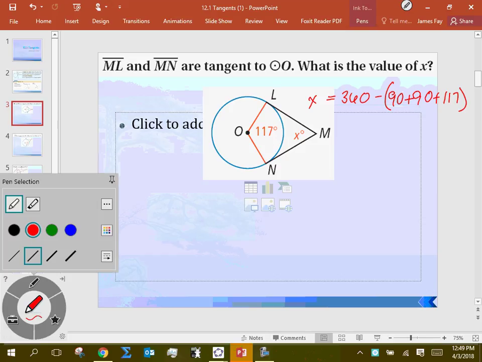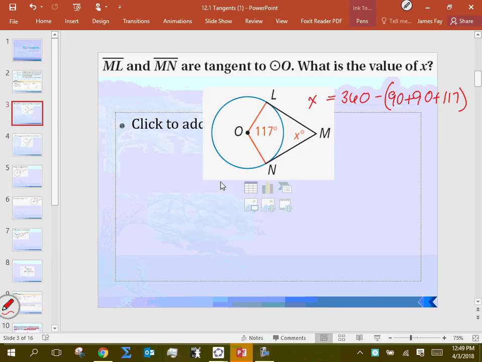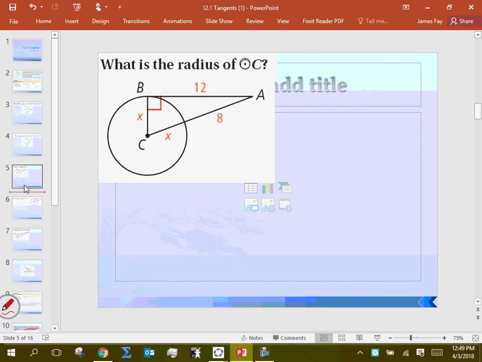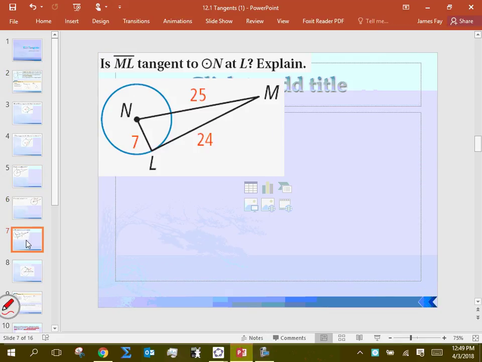Okay. So they're using the fact about tangent lines to help us work our way back into other areas that we've talked about in the past. Another style of question that you're going to see looks like this. They're going to ask, is ML a tangent line? Well, if ML was a tangent line, what kind of angle would you have here at L? A 90 degree.